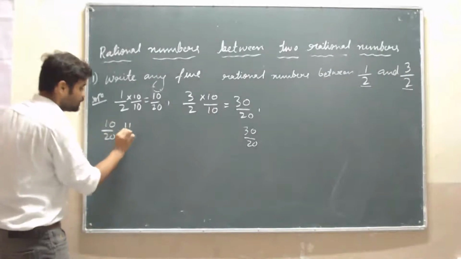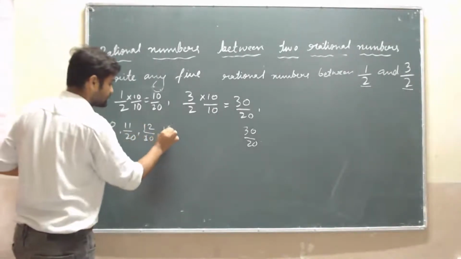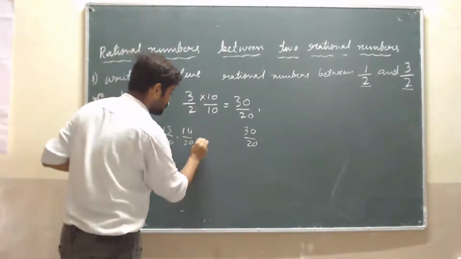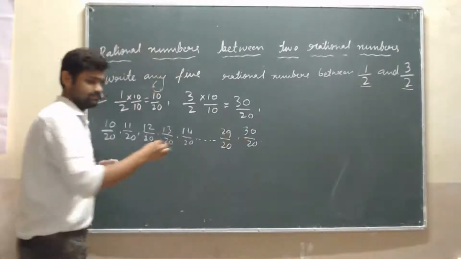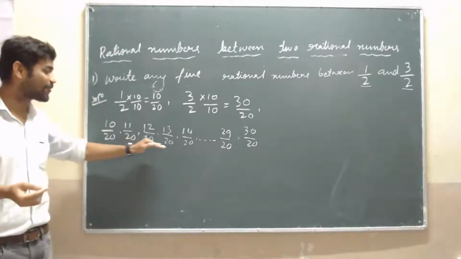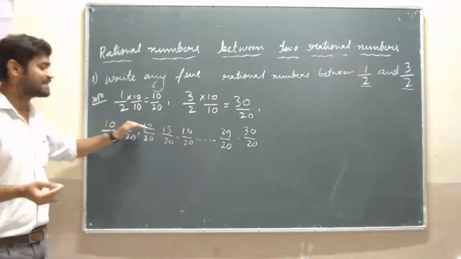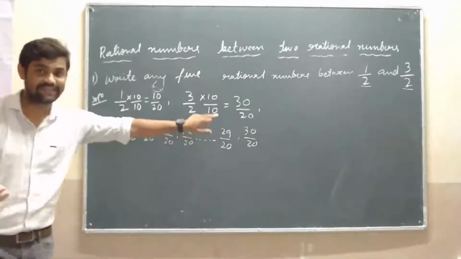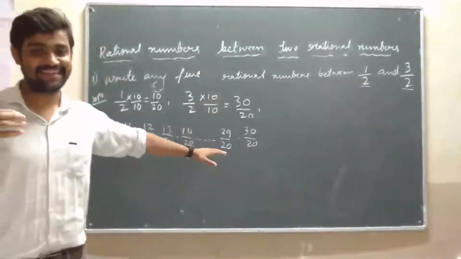See, 11 by 20, 12 by 20, 13 by 20, 14 by 20. Then afterward the rest, that is 29 by 20. You have to concentrate only on the denominator. Denominator should be the same. The numerator is increased. That is 11, 12, 13, 14, 15, 16, 17, 18, 19, 20, up to 29 and 30.